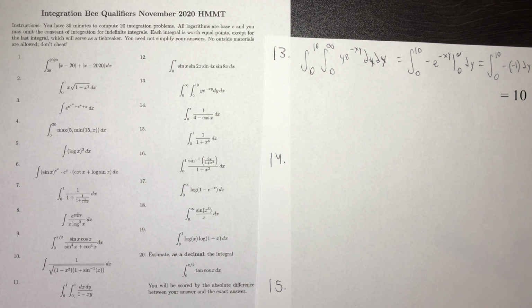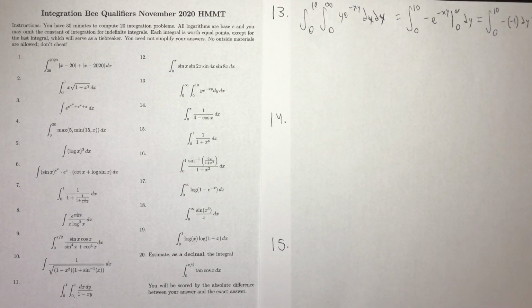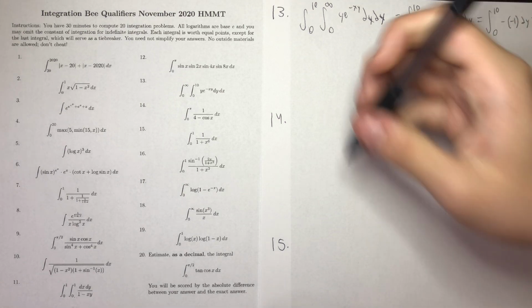Moving on to question 14, we have the integral from 0 to pi of 1 over 4 minus cosine x dx. Now, when I see this, I immediately think of Weierstrass substitution because we have a trig function, cosine x, in the denominator. And I know that Weierstrass, which I've covered previously, will simplify this into a nice algebraic expression that might be easy to deal with.